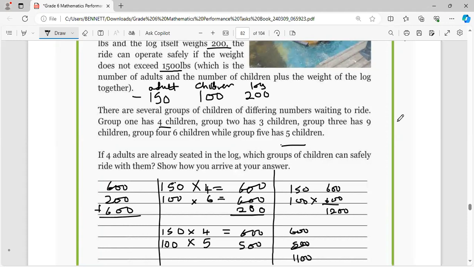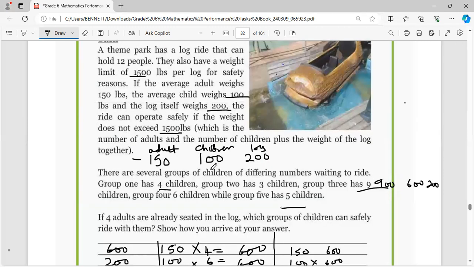All right. So we could exclude this one. This one would exceed it, right? Because if you have 9 children, that would be 900 pounds plus the 600 plus the log. So this one would exceed it. So let's read back what they say. Let's see if we can have less, because if it's less, then that means all of them except for this one would not exceed it, right? Yes, sir. Yeah, because look what it says.